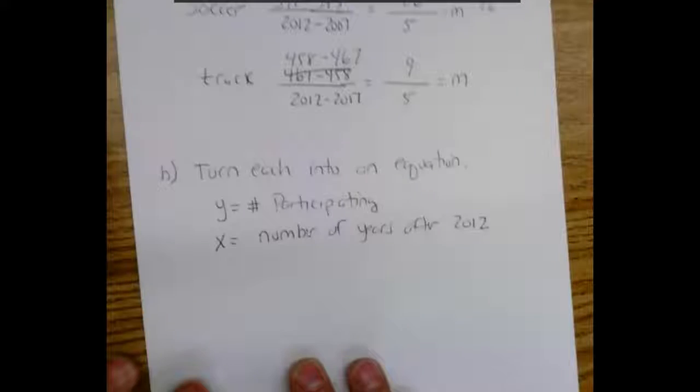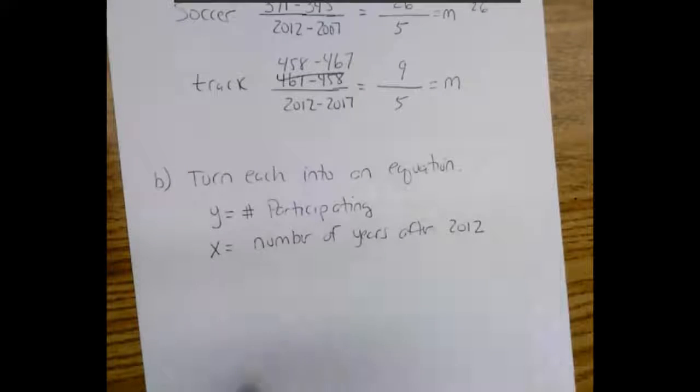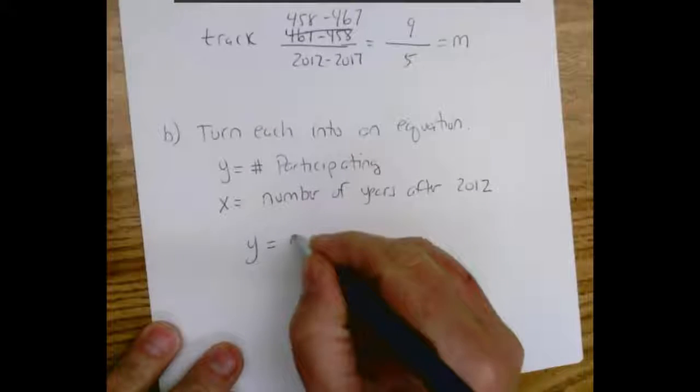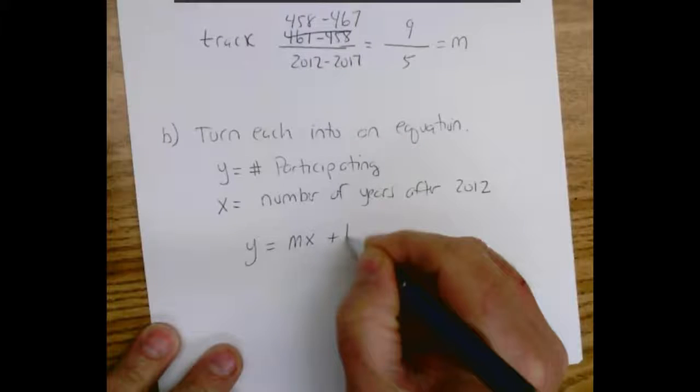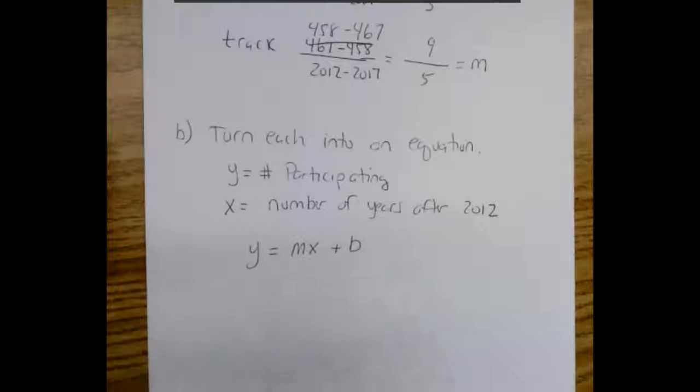And then what we're going to do is say y is equal to the number participating, and x is going to be the number of years after 2012. Okay, so we're going to plug it into this kind of equation, y equals mx plus b. And let me write that down, and then I'm going to pause this video and I'll get back to you once I have it written down.